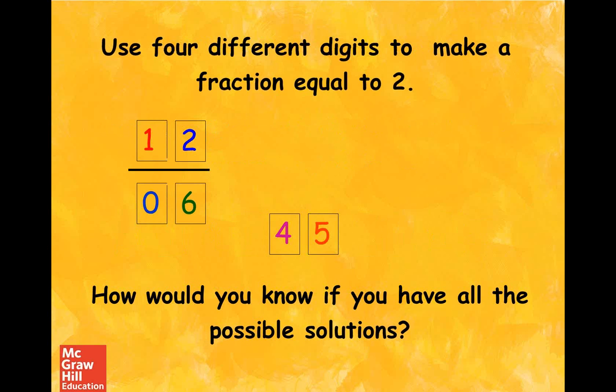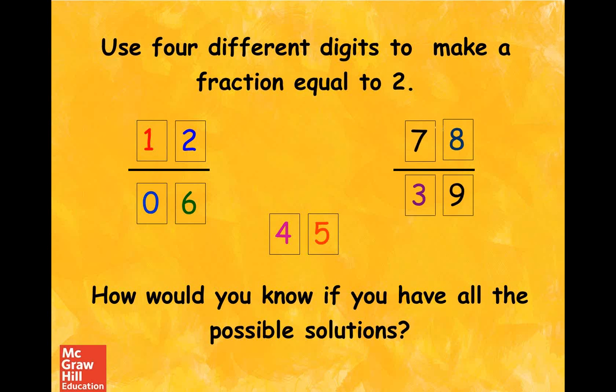And so as we think about that, on the screen I placed one solution. It is 12, the digits 1 and 2, over 6, and using 0 as a placeholder for the tens place. So have I used 4 different digits? And does that fraction 12 over 6 equal 2? So does the solution meet the criteria of the problem? I would say yes.